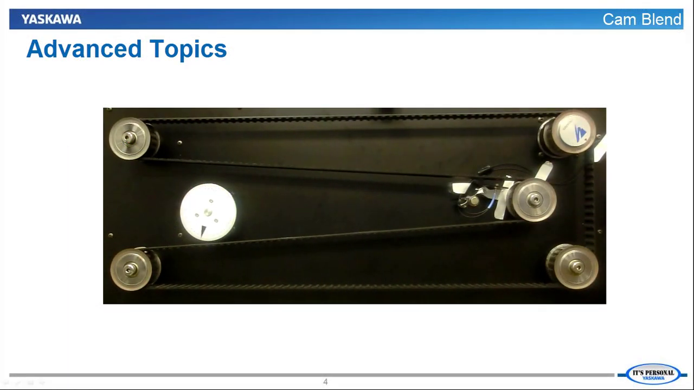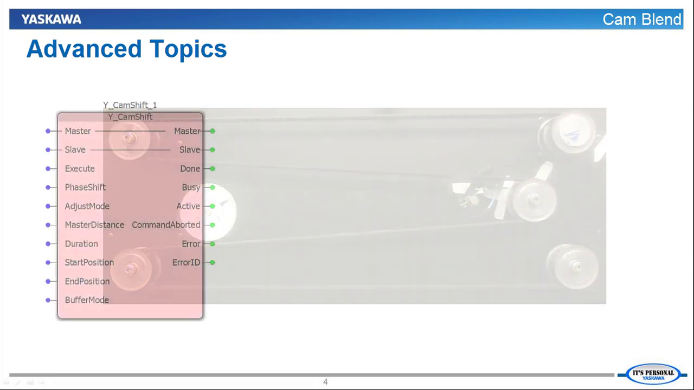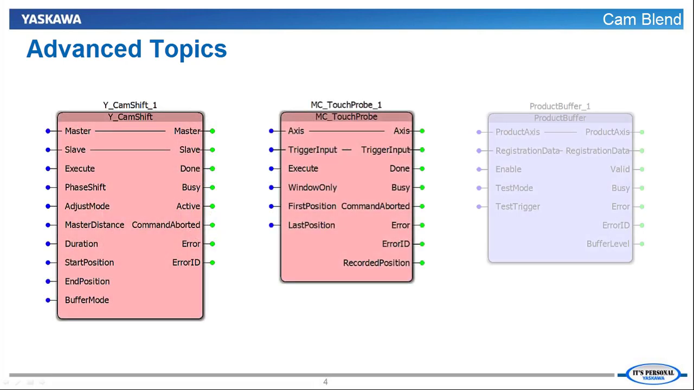Currently, the rotary knife only cuts 10-inch pieces, but if you wanted it to cut on random marks, you could add cam shifting, latching, and buffering.